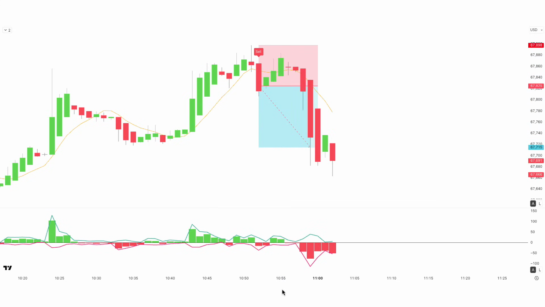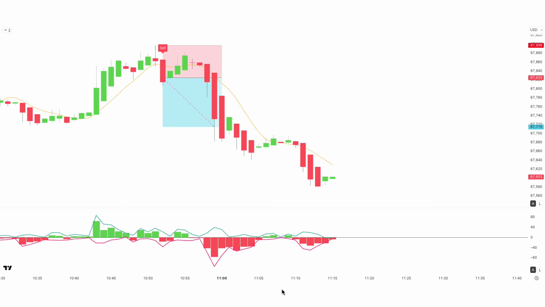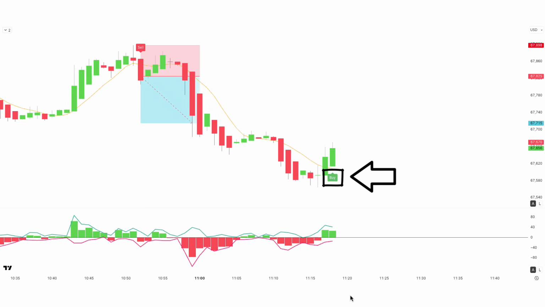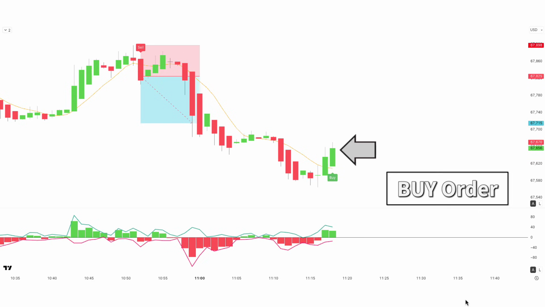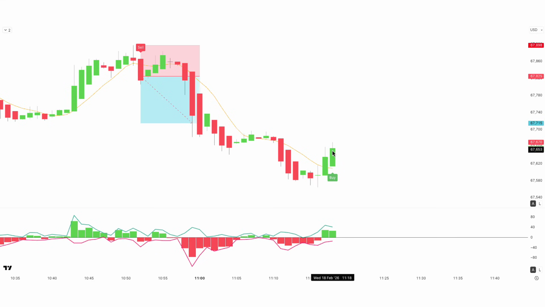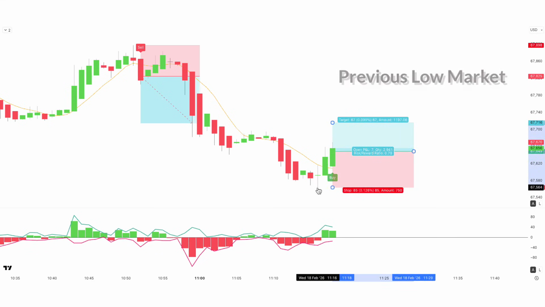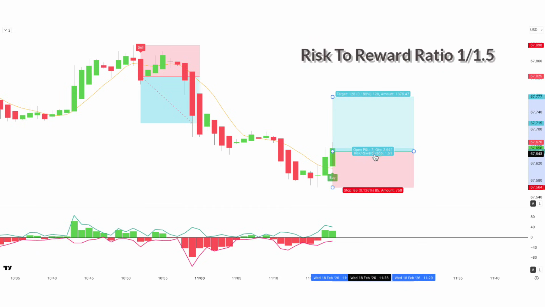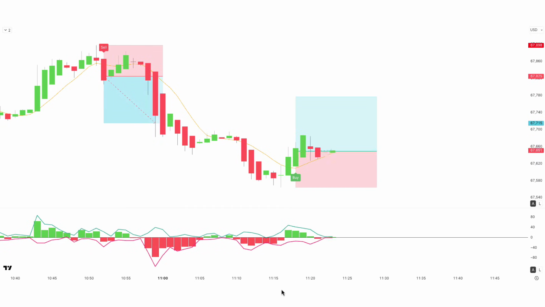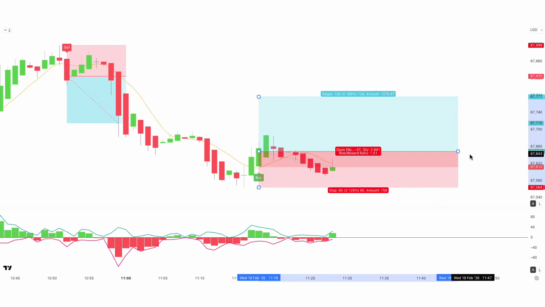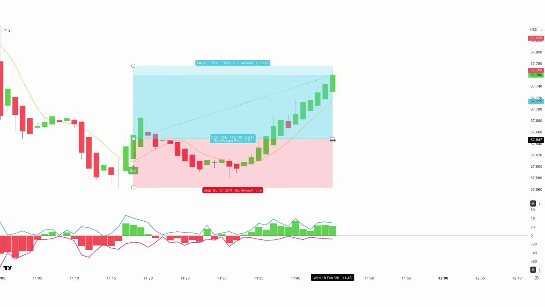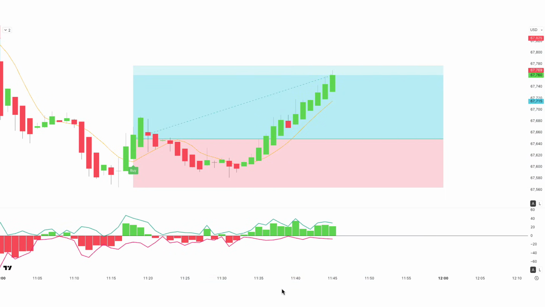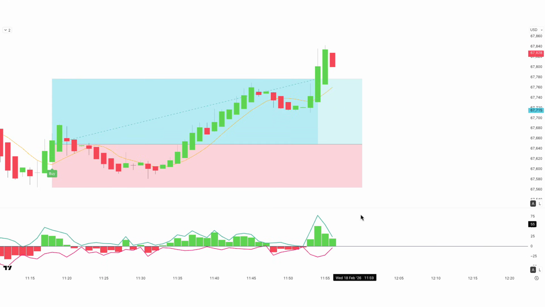Let us now understand the long position. When the breakout pullback of this indicator is a buy signal, the Elder Ray indicator should show green columns, when the market forms a bullish candle. If this condition is fulfilled, then we will place a buy order. Our stop loss is to be placed at the previous low of the market, and the risk to reward ratio will be 1:1.5. The market has completely hit the target.